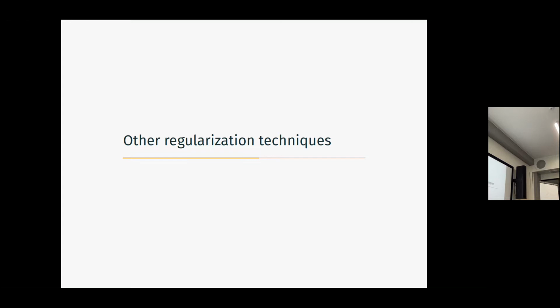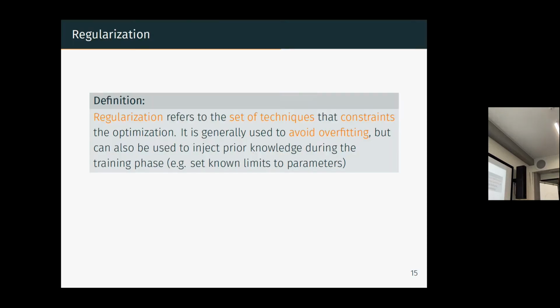But actually, and this is a bit my personal feeling, why deep learning is working so well is because there are a lot of mechanisms to avoid overfitting. Generally, you don't just use one way to fight overfitting. You combine a lot of different small tricks or small mechanisms to avoid overfitting. And all those mechanisms are called regularization. Regularization refers to the whole set of techniques that give constraints to the optimization, and generally it's used to avoid overfitting. But you can also use regularization to inject some knowledge in your data.